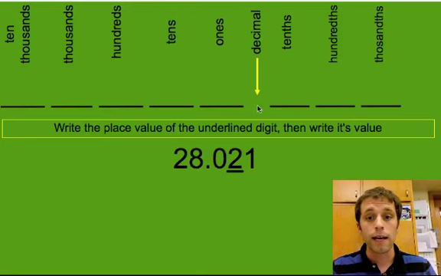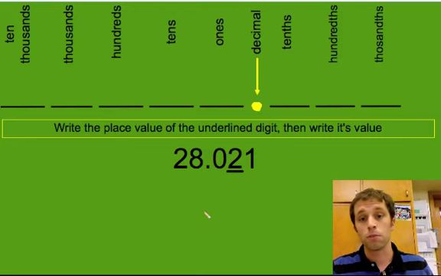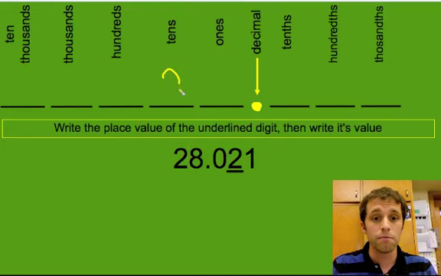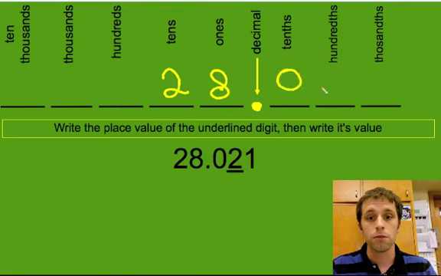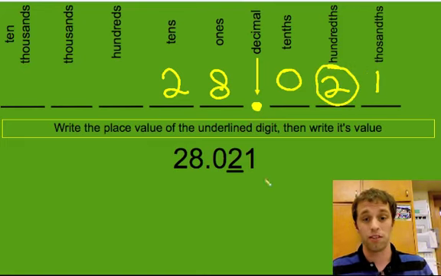So let's go ahead and mark our decimal down. You always want to put that down first, because you want to make sure the numbers line up correctly. Then let's start plugging it in. So we have a 2 and an 8. So 28.021. And in this case, we're going to be talking about our 2, which is in the hundredths place.